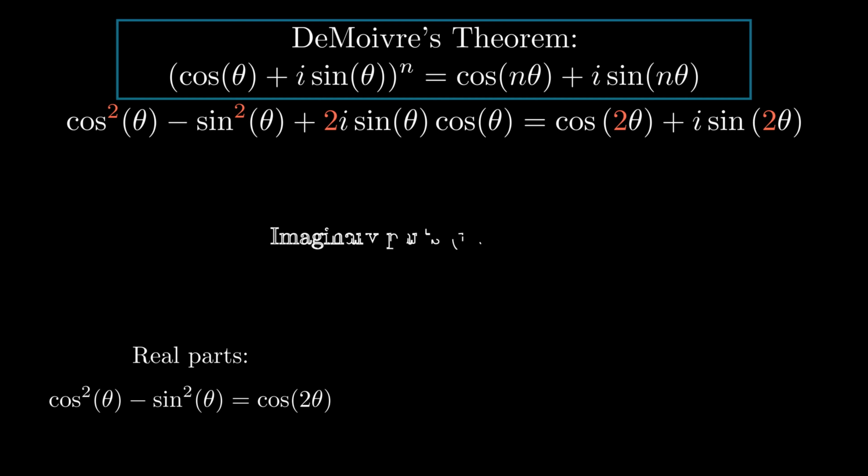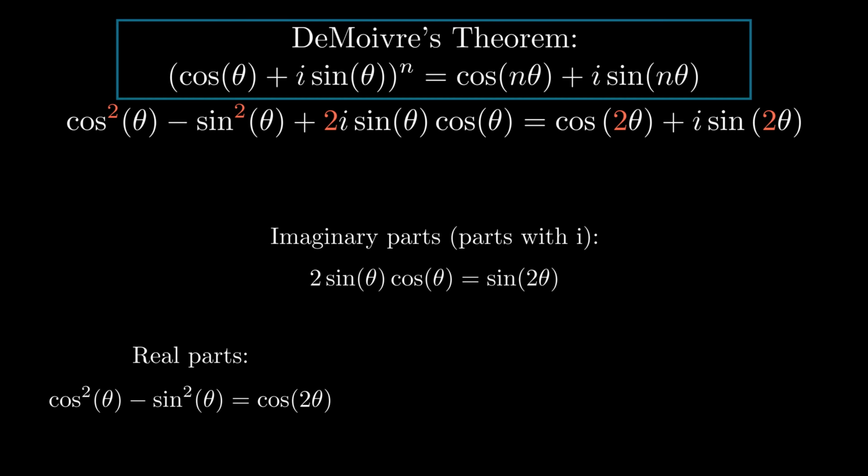We can do the same thing for the imaginary parts, or the parts that are multiplied by an i. From the left side, we have 2 sine theta times cosine theta, and this is equal to the imaginary part of the right side, which is sine of 2 theta. This gives us a double angle formula for sine.